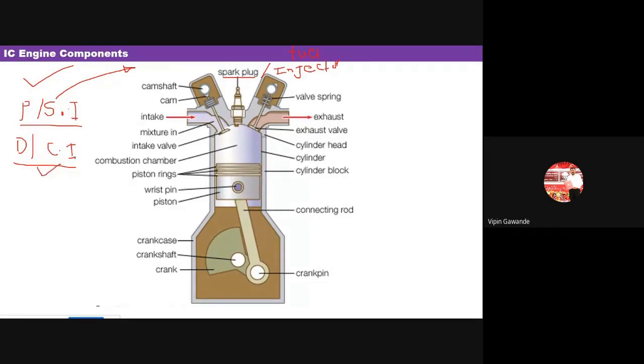Now, what are the different parts of this engine? We will start with the cylinder. The cylinder is made up of cast iron. It is used for taking in the air plus fuel mixture in the case of the petrol engine, and only air enters the cylinder in the case of the diesel engine. Then this is the diameter of the cylinder. This is very important. The diameter of the cylinder is called the bore.